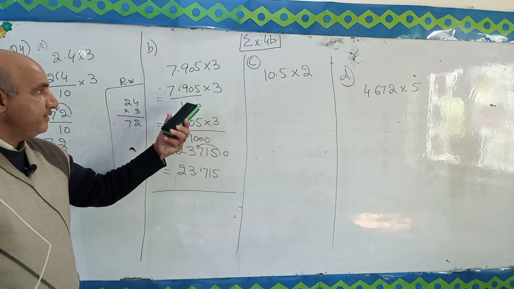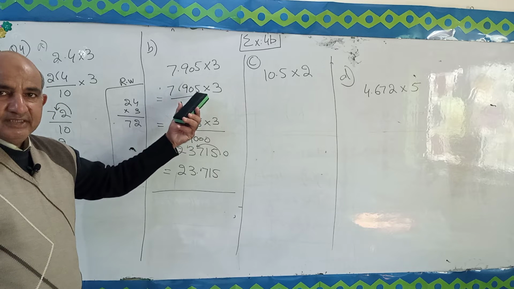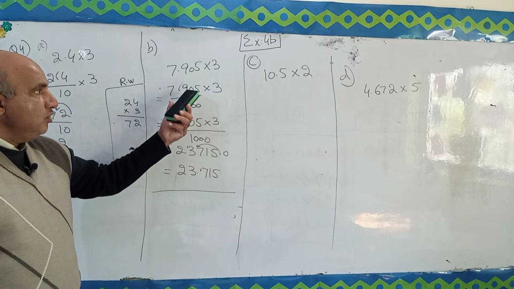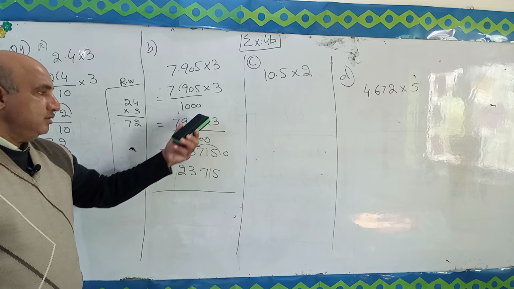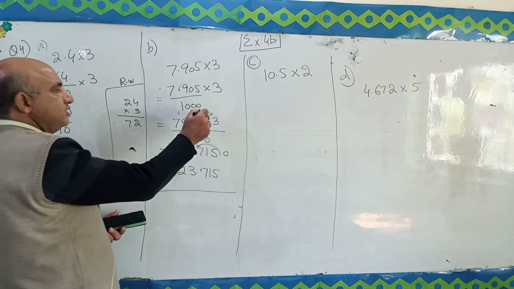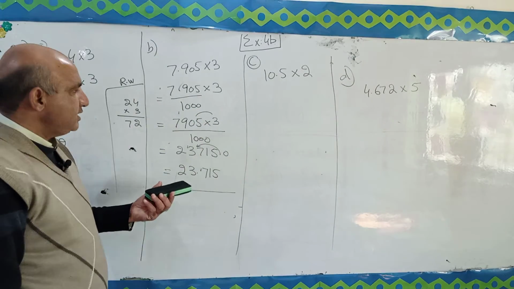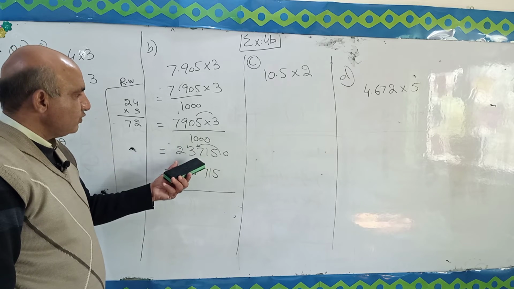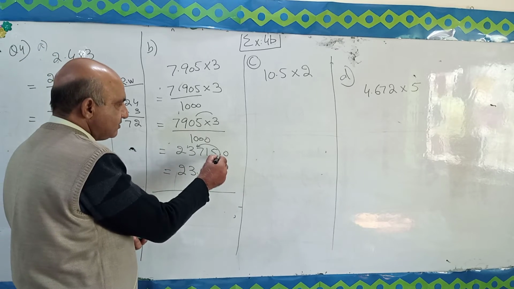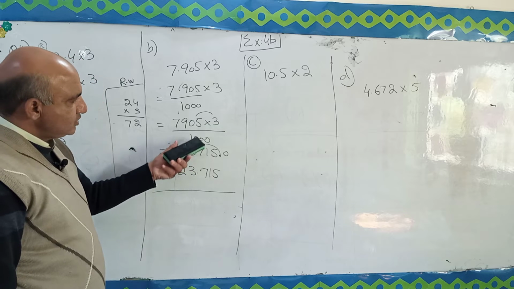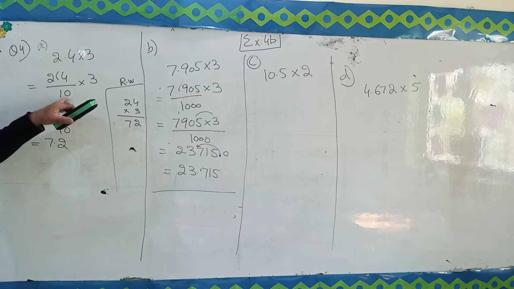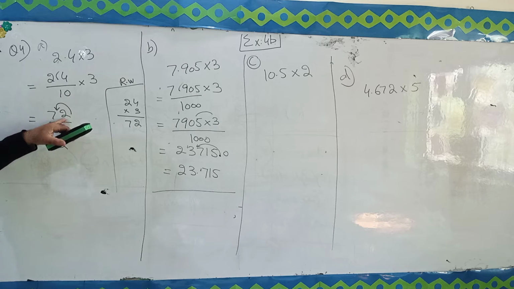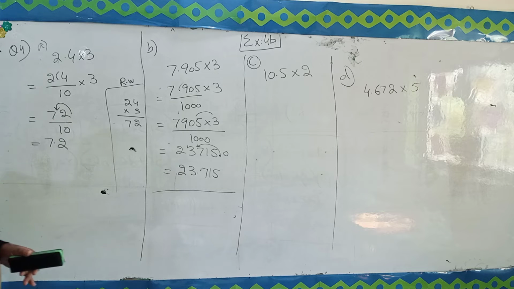This is very simple, that first we remove the decimal point, we write here as many zeros as there are digits after the decimal point. If there are 3 digits, we write here 3 zeros. If there are 4 digits, then we write here 4 zeros in the denominator, right? And after multiplication, we write the decimal point in the answer: if there are 3 zeros, we write the decimal point after 3 digits. Here there is 1 zero, so we write the decimal point after 1 digit from right to left, okay?